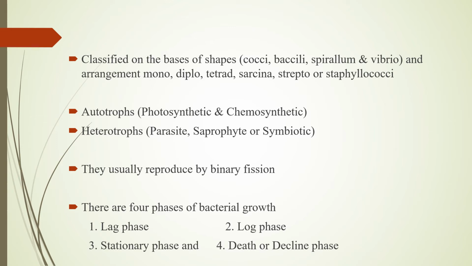They are either autotrophs or heterotrophs. If they are autotrophs, they might be photosynthetic or chemosynthetic. If they are heterotrophs, they might be parasites, saprophytes, or symbiotic. They usually reproduce by the common method known as binary fission. There are 4 phases of bacterial growth: lag phase, log phase, stationary phase, and death or decline phase.